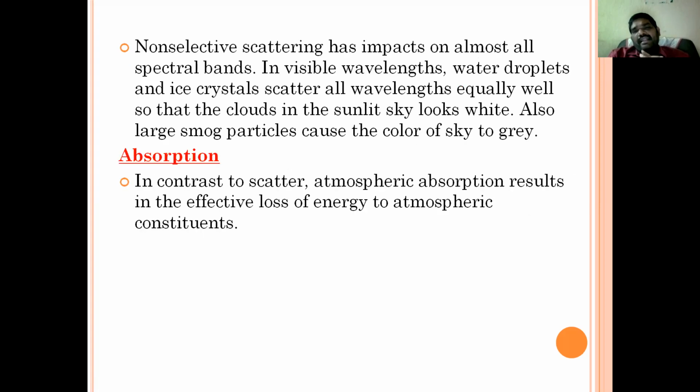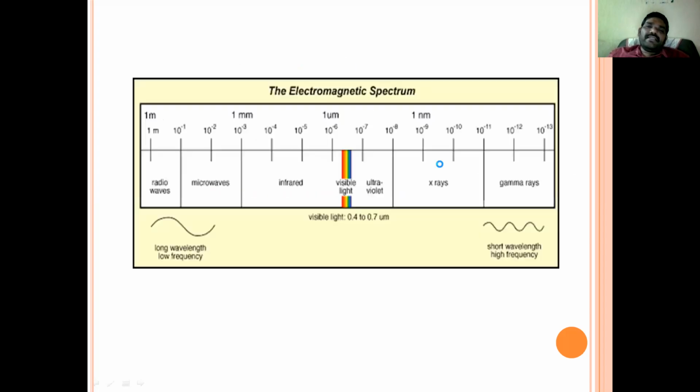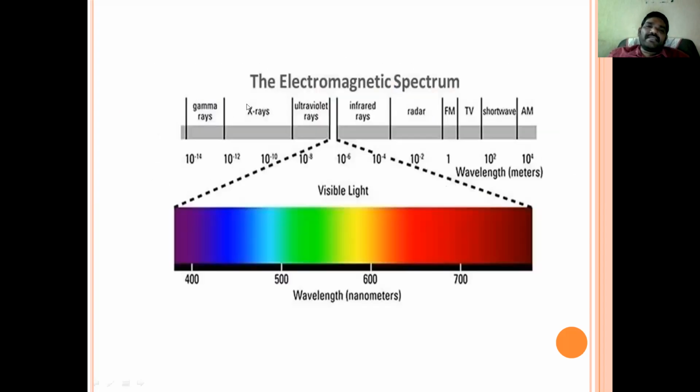See here, one more thing I would like to explain. Of course, you may be visualizing here, non-selective scattering has impact on almost all spectral bands. What is a spectral band here? See, these are the spectral bands. This is the X-ray band, ultraviolets, and infrareds. All these we can call bands, spectral bands.